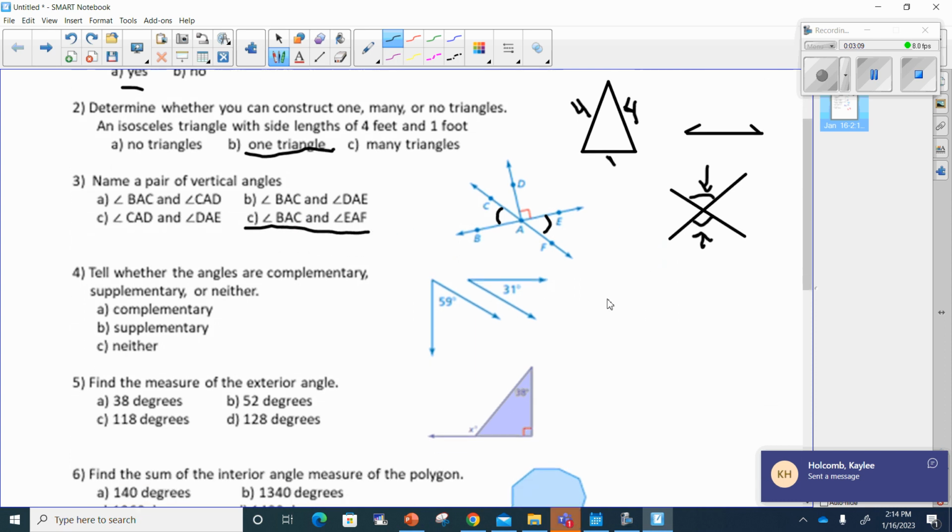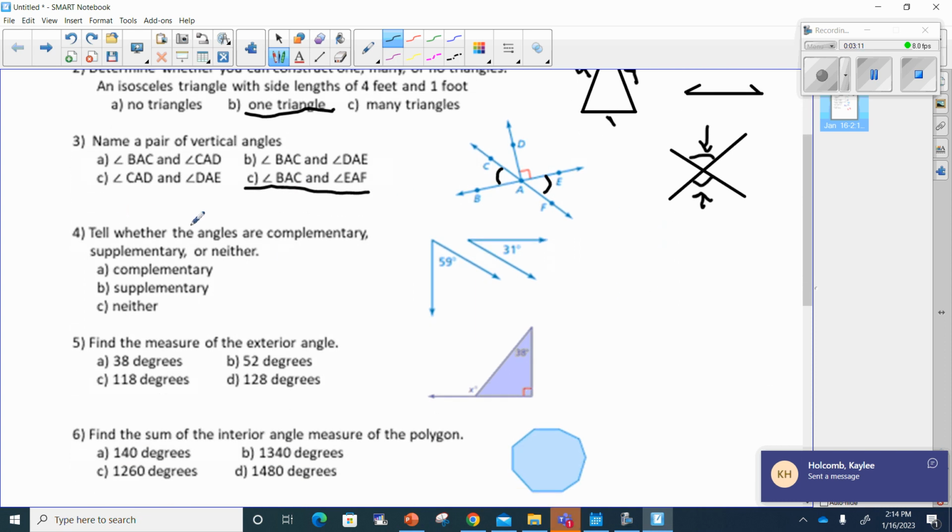Okay, let's go ahead and look at 4. Tell whether the angles are complementary. Complementary are two angles that equal 90 degrees. Remember that. Complementary is two angles that equal 90 degrees. So if they have to equal 90 degrees, there is no rule saying that they share any ray or any vertex. I just got to add these up.